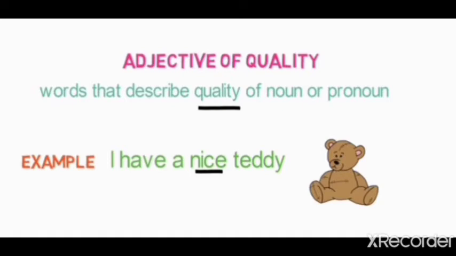Now, can you think of some more such qualities of the teddy? Someone may say that this teddy is of brown color, or it is so cute. So brown, cute, or nice are the qualities of the teddy. Now, let's look into the next type of adjective.